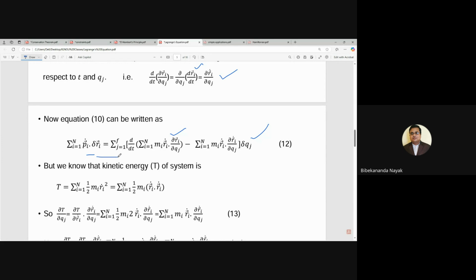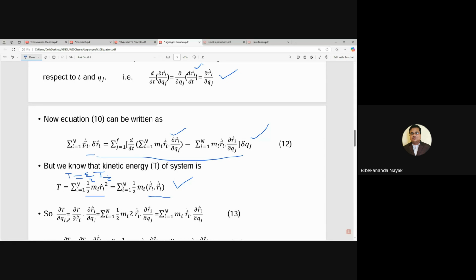But we know that the kinetic energy of a system is equal to half mv squared. For the ith particle, half mi Ṙi squared, since Vi is equal to Ṙi. So total kinetic energy T is equal to the sum over i of the kinetic energy of the ith particle, half mi Ṙi squared. Ṙi means V.